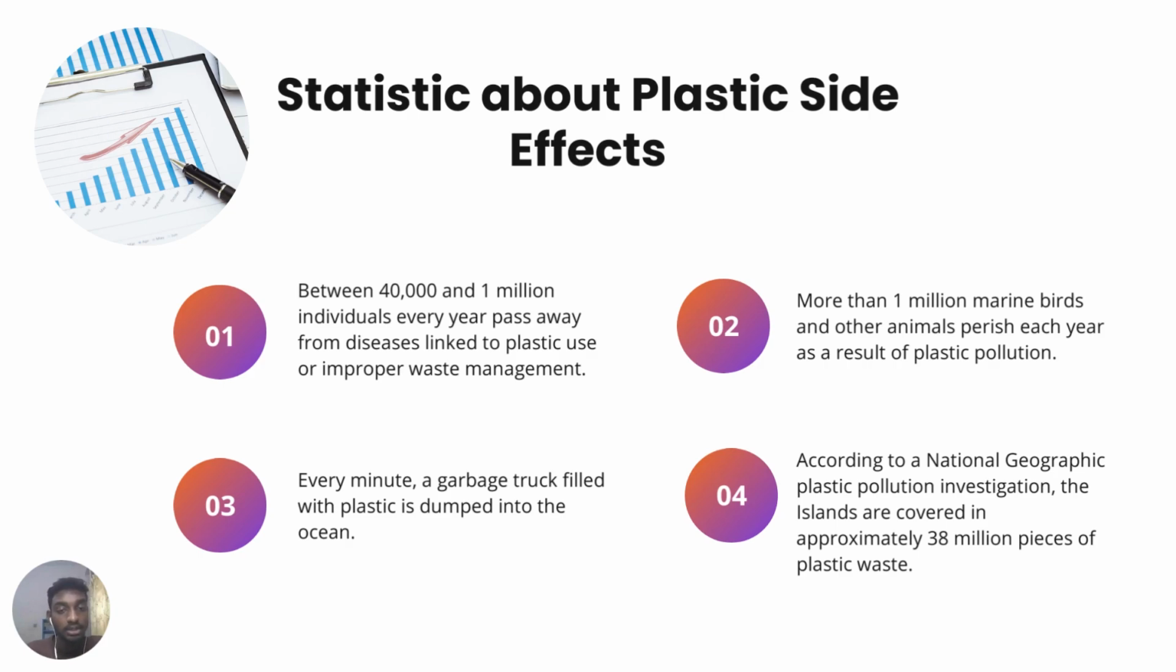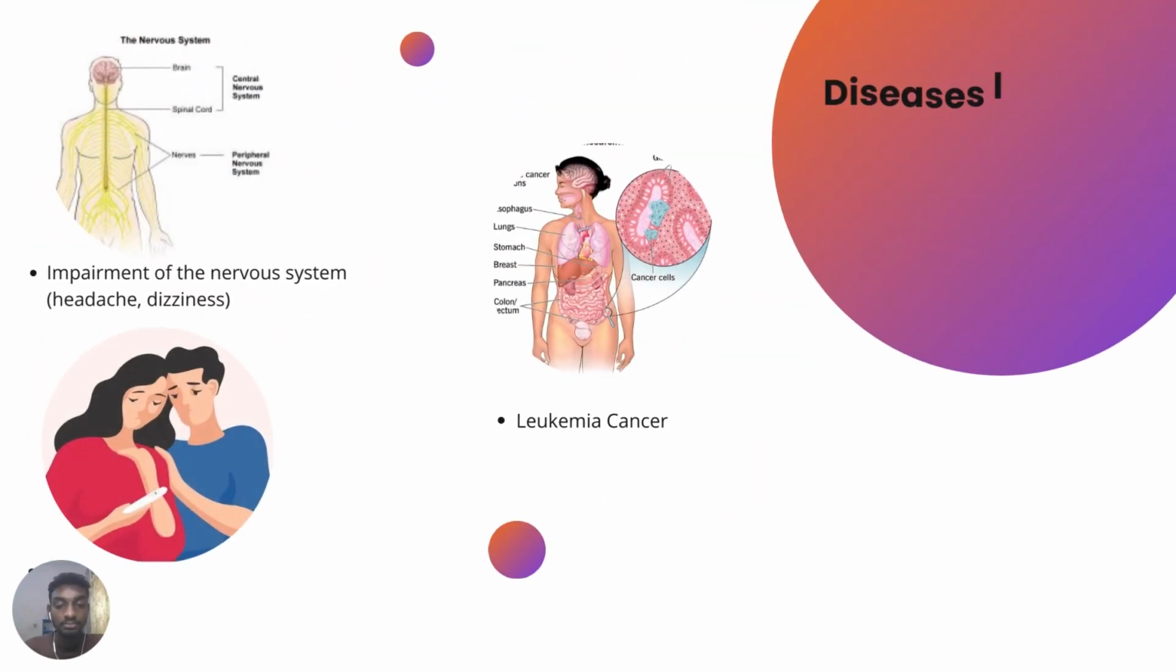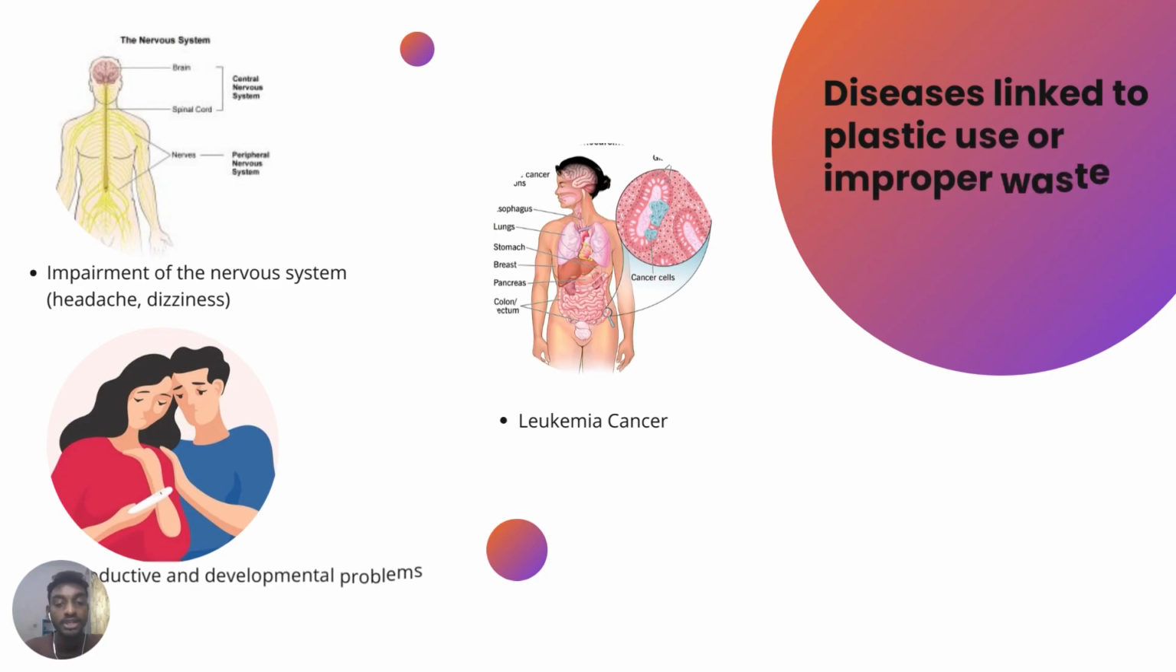And according to a National Geographic plastic pollution investigation, there are approximately 38 billion pieces of plastic waste covering the islands. So in our country, Malaysia also has this problem, where plastic waste is covering a few islands in our country like Pulau Langkawi and so on. Don't worry, I will explain further about the side effects in the upcoming slides.